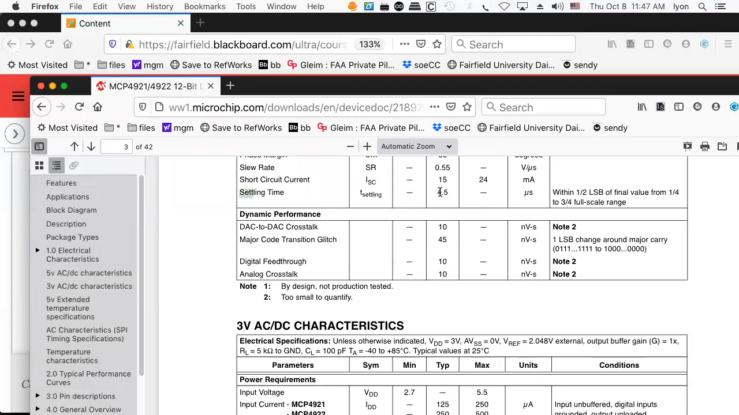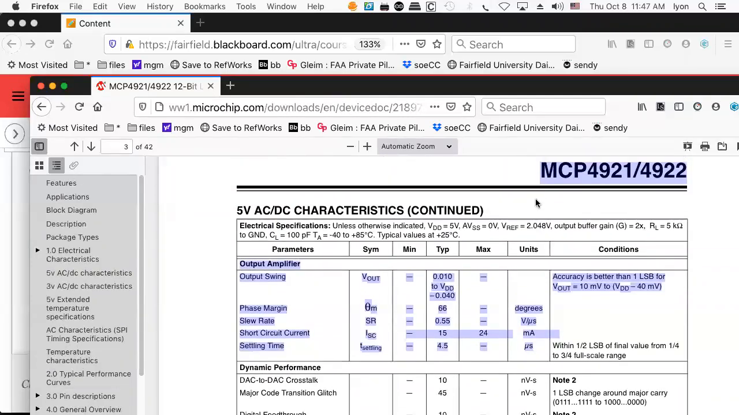So he's saying that the settling time for my DAC is 4.5 microseconds, which means the maximum rate at which the DAC can go is 222.222 kilohertz. And accuracy is better than 1 least significant bit for V out equal to 10 millivolts. Blah, blah, blah, within 1.5 least significant bit of final range, and crosstalk.